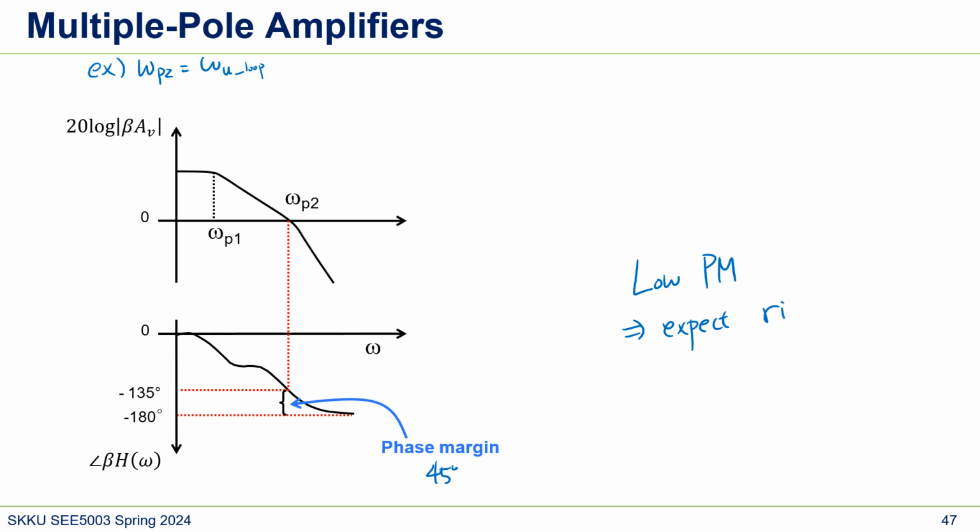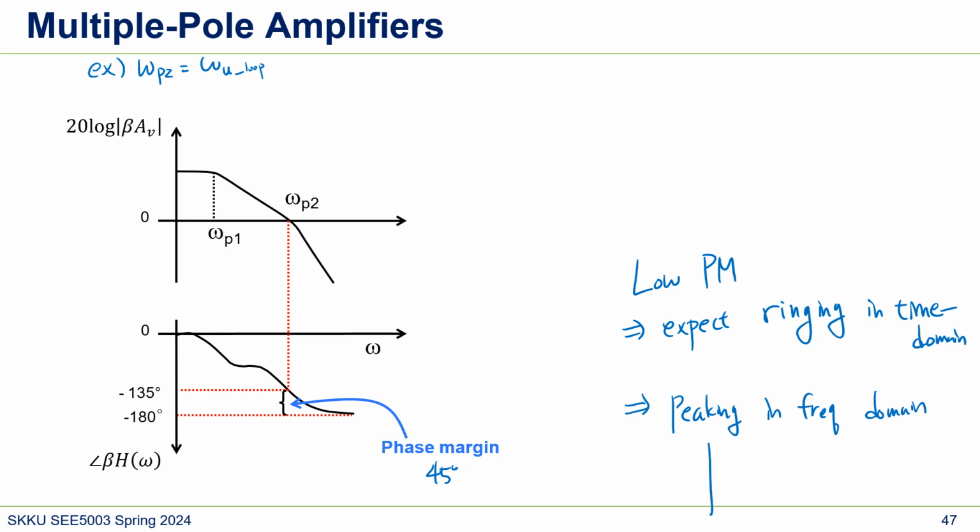in the time domain, and also peaking in the frequency domain, because it kind of makes sense intuitively: when we have no phase margin, then oscillation happens, right? So if our phase margin is really low, what happens is ringing. Peaking in the frequency domain means something like this. So that's what happens.